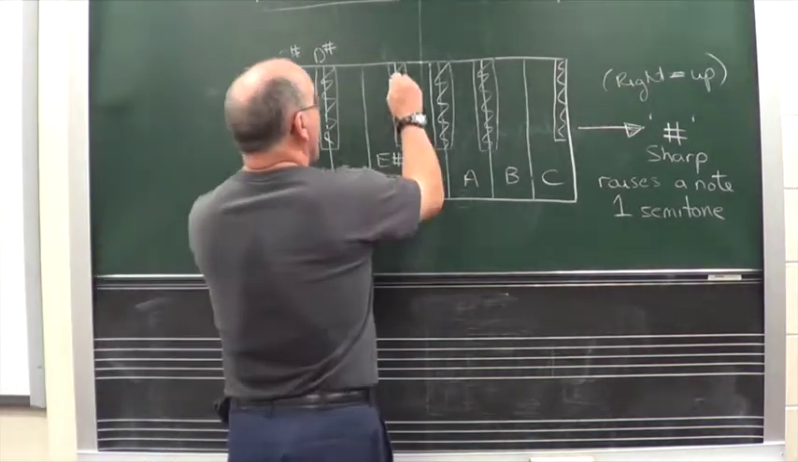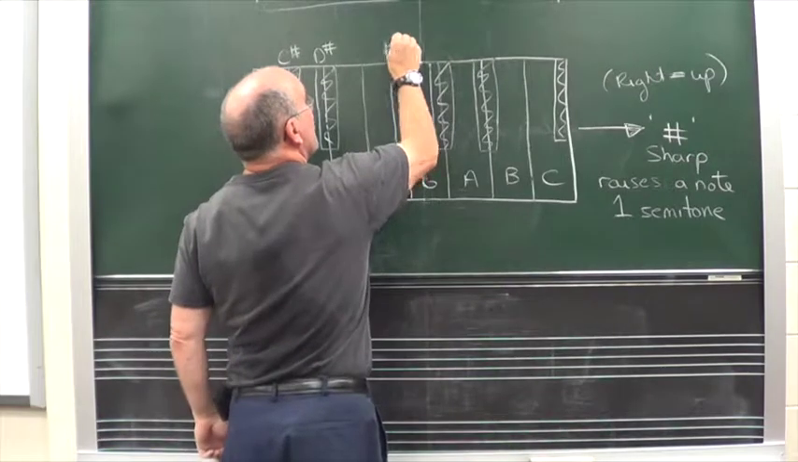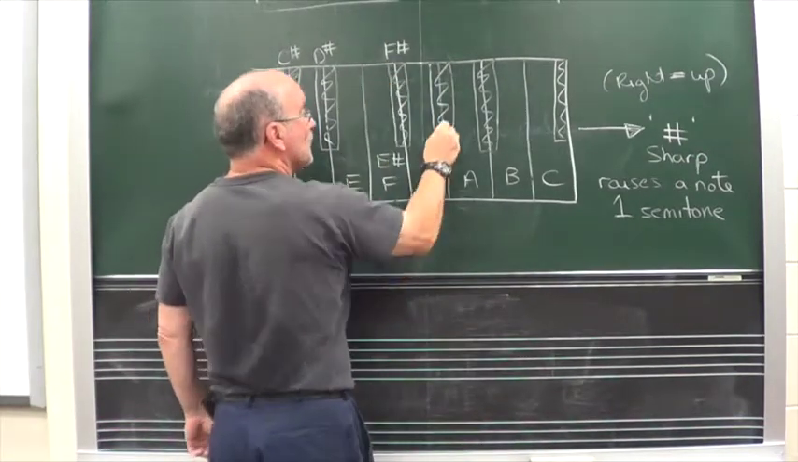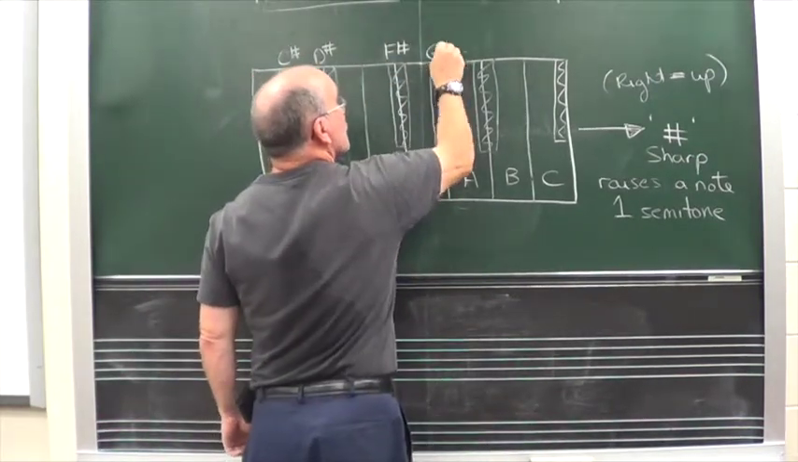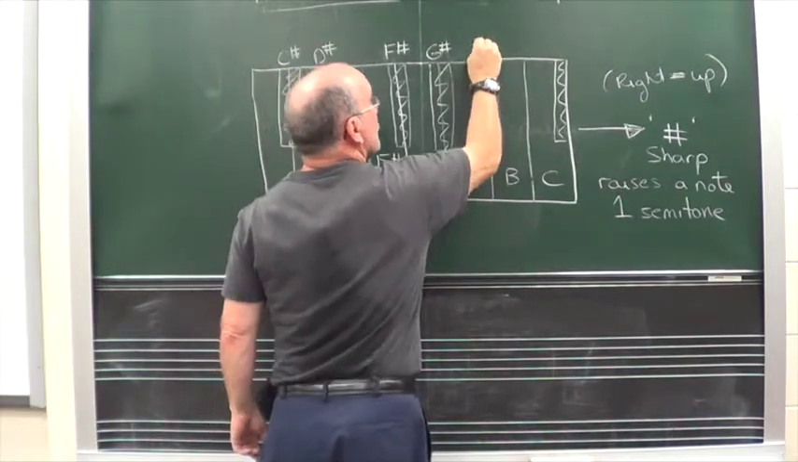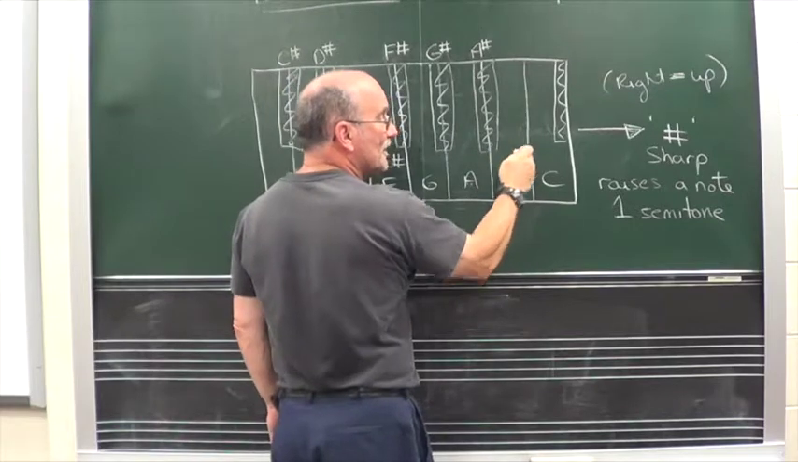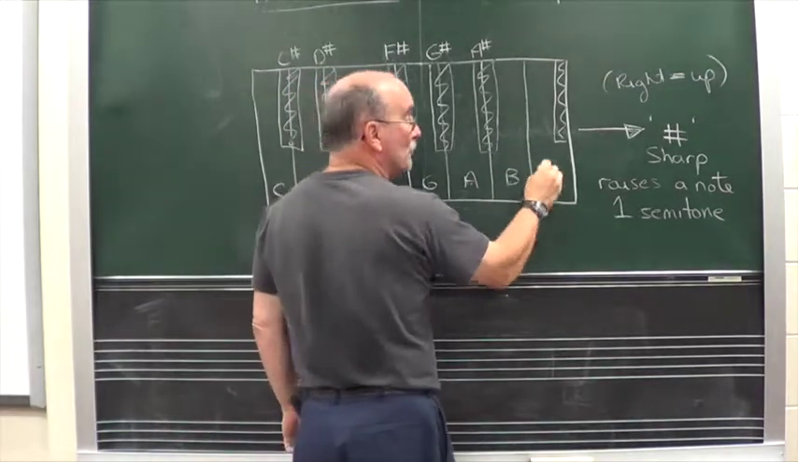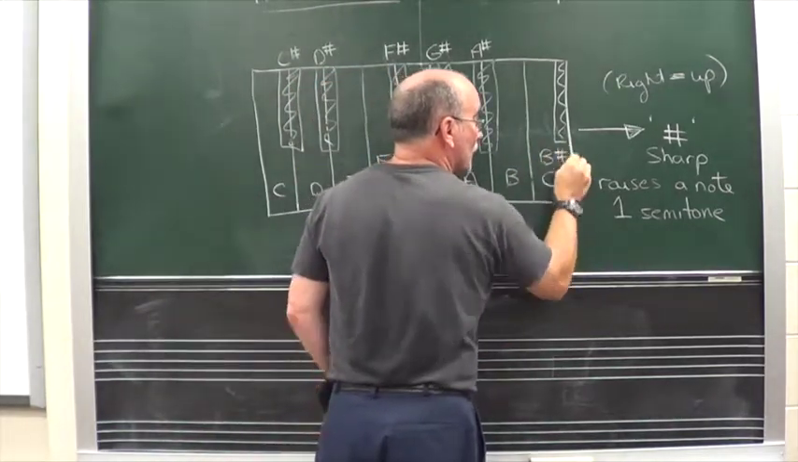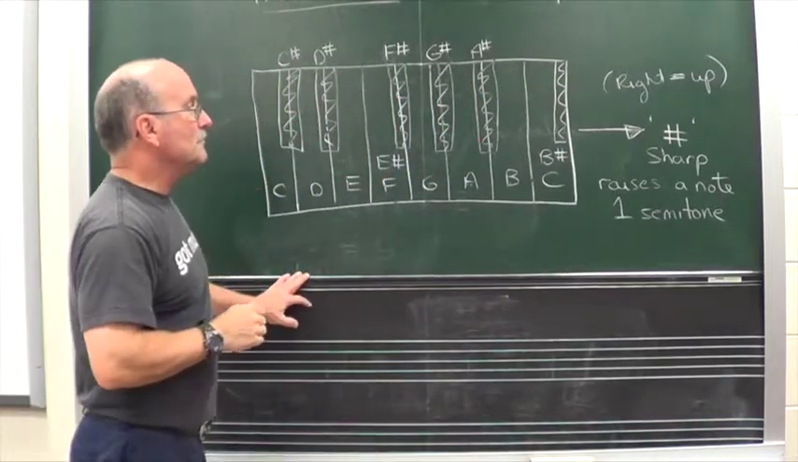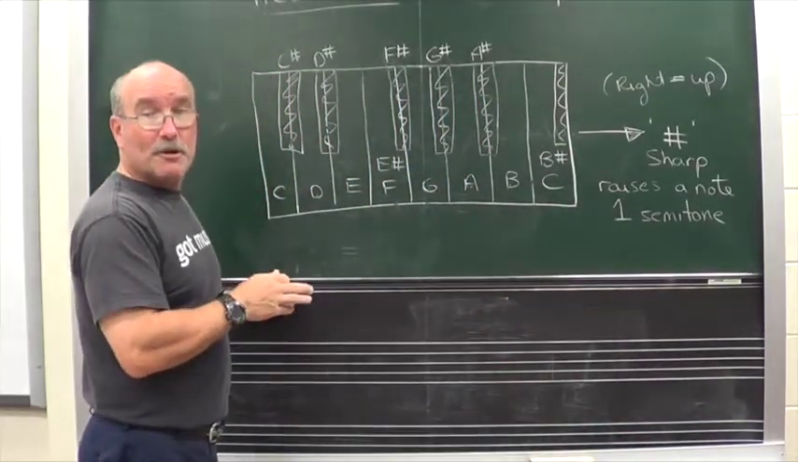So this is the note F as well. The next black key is F sharp. This is G. This would be G sharp. This is A. This would be called A sharp. This is B. Between B and C, that's a semitone. So another name for C would be B sharp. So that has to do with sharps.